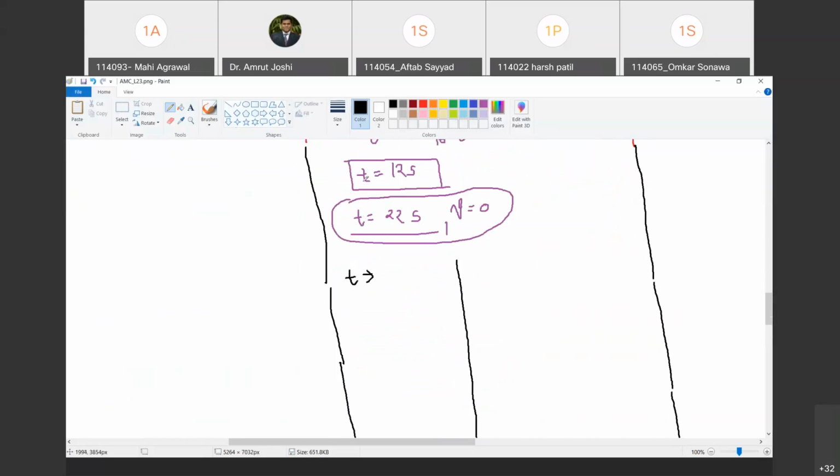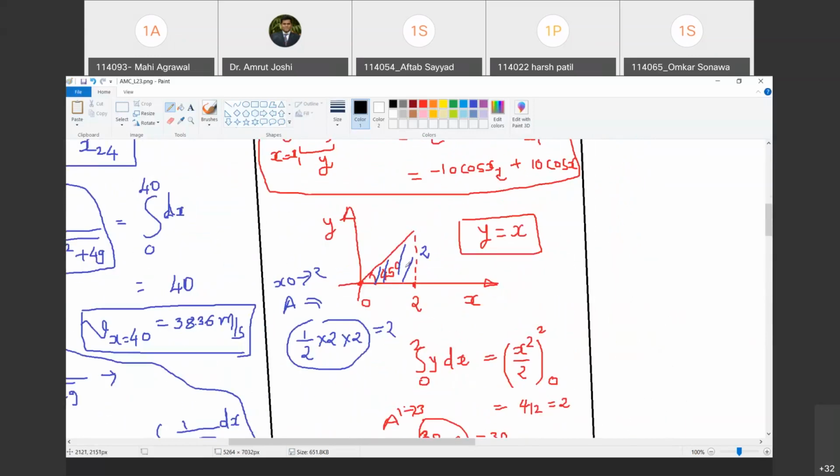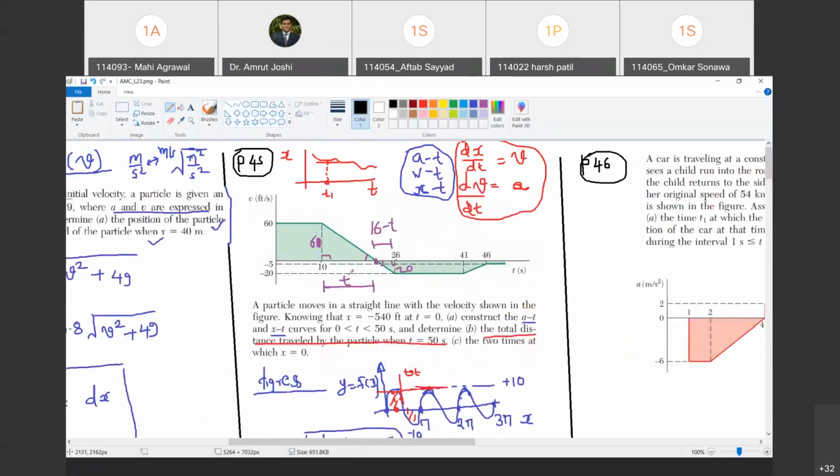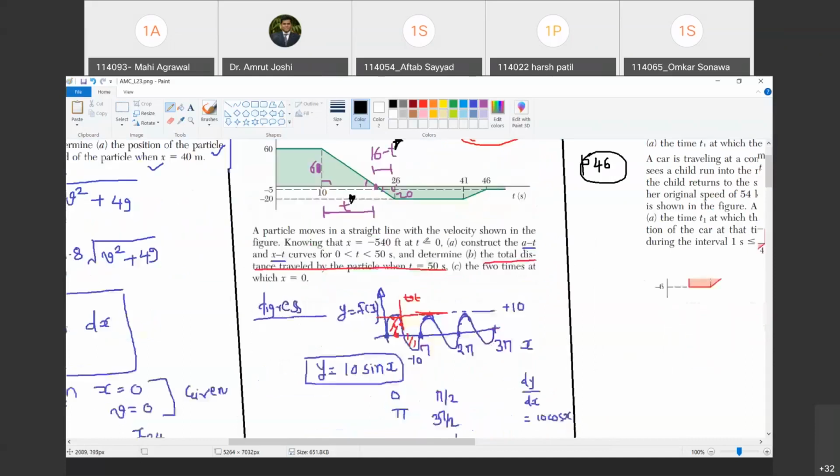Are you with me? Don't confuse it with this t. Otherwise, if you are going to face difficulty, I will call that t star. Let me call this t star. So it is 16 minus t star. Are you with me? Yes, sir.